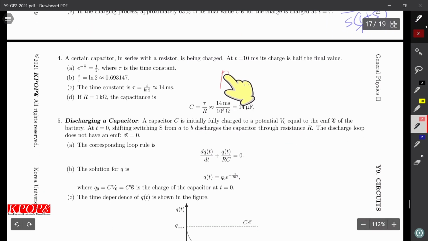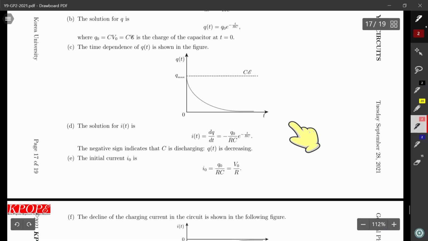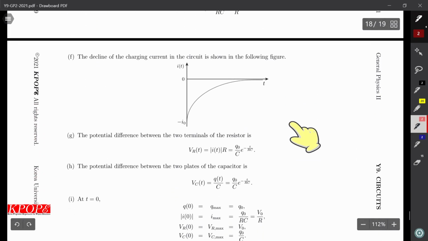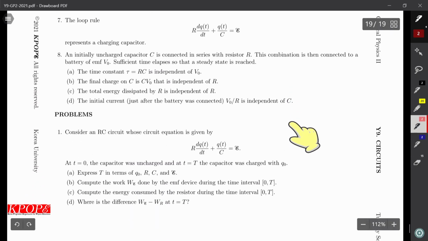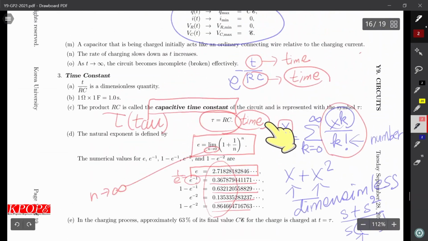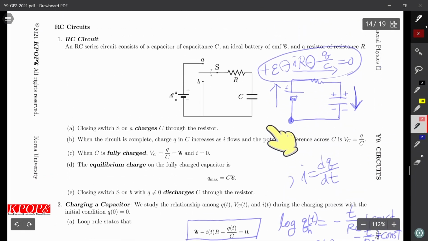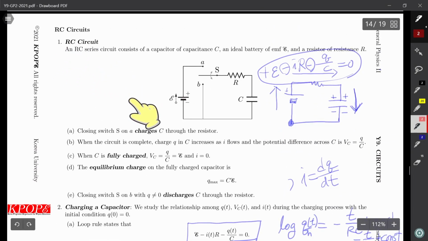The RC is a scale of time. So just follow these problems to find out how the time scale RC, the capacitive time constant, is used to specify the system. And problems 5, 6, and the remaining problems can all be easily solved by considering the theory that I have just described for the RC circuit.